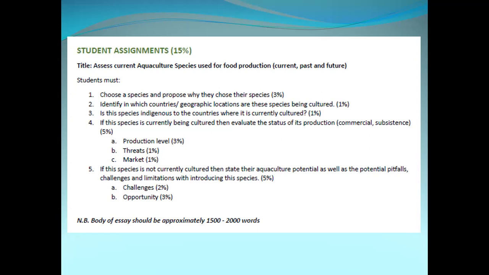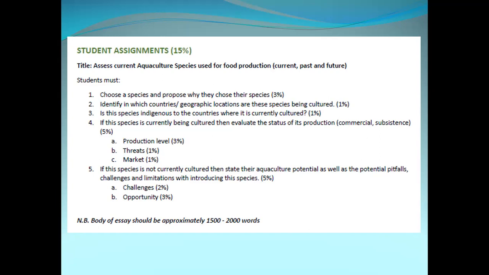Basically, for this particular assignment, each student must choose a species and propose why they chose that particular species. So let me say somebody chooses tilapia, you choose crayfish, Macrobrachium carcinus. You could choose prawns, Macrobrachium rosenbergii. Those are some of the things that are cultured within the Caribbean here. So you say why you chose your species, because you think that it has good potential, it has a lucrative market.